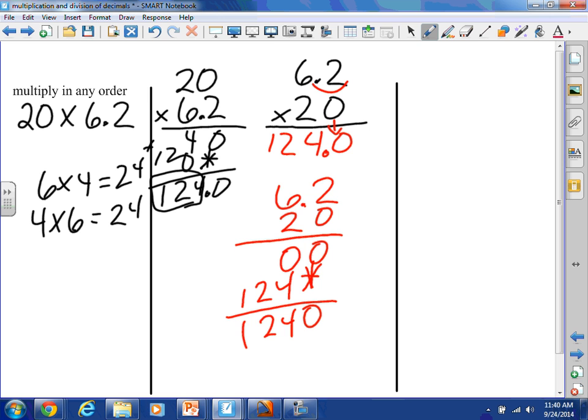Okay? So the answer to this is 124. Now it says 0.0, but if it ends with 0.0, I don't need it. Okay, so write it, go. Just the 6.2 times 20. Okay, if you have a number that ends with zeros, put that on the bottom to make the multiplication easier.